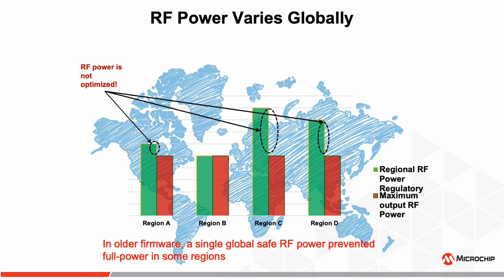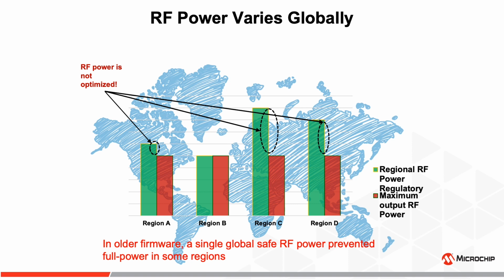And what you see in the green is the RF power specifications for each of those regions. So you can see that region A has substantially lower power regulations than region C.